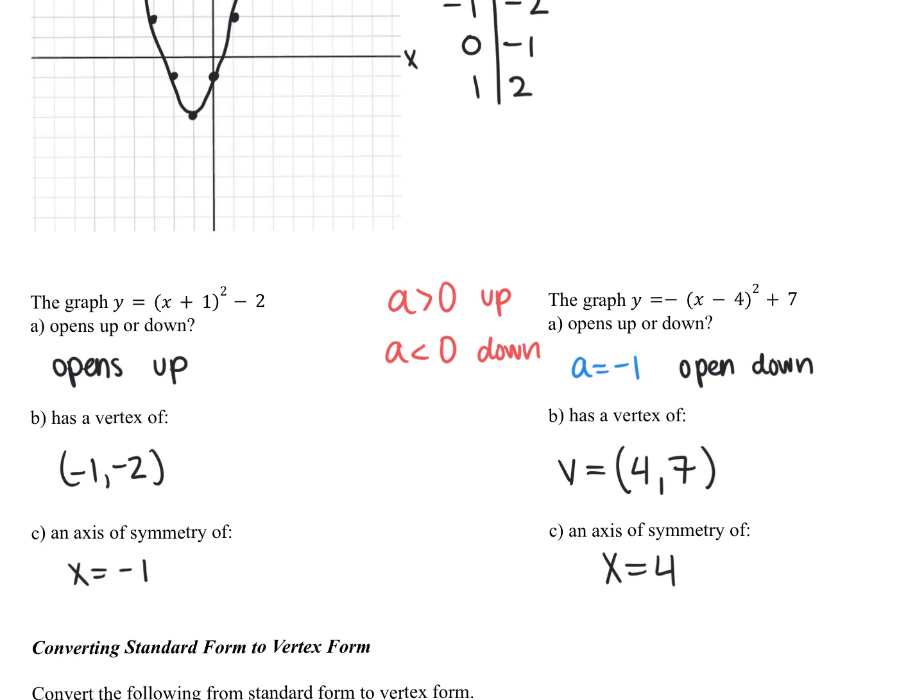So vertex form is very nice. It's a little bit quicker to identify the vertex and the axis of symmetry. It's a little bit quicker to graph. So vertex form is a little bit more helpful than just the normal standard form of a quadratic.